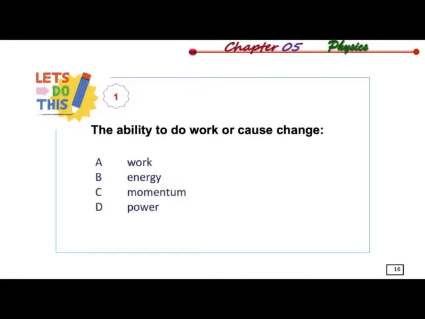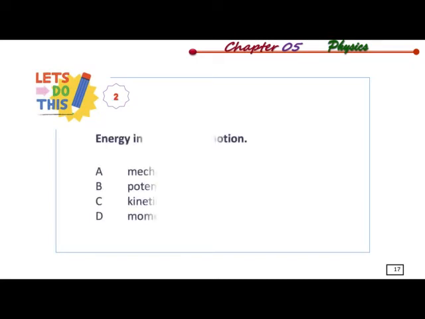Well, let's do some exercises. The ability to do work or cause change is energy. Next, energy in the form of motion is its kinetic energy.